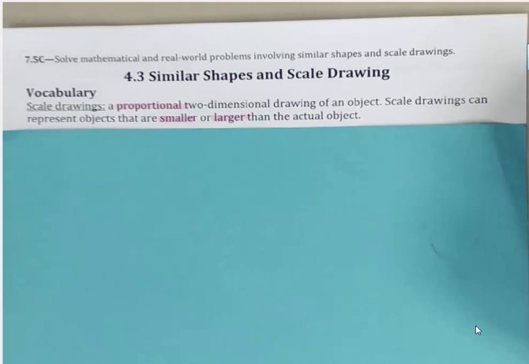Anyway, a scale drawing, what is a scale drawing? It is a proportional two-dimensional drawing of an object. A scale drawing can represent objects that are smaller or larger than the actual object. So they're kind of like models, or for houses they have blueprints. It's kind of like that too.